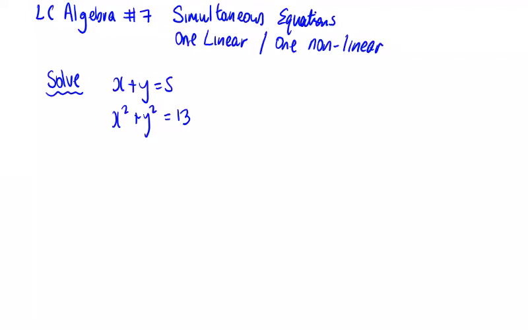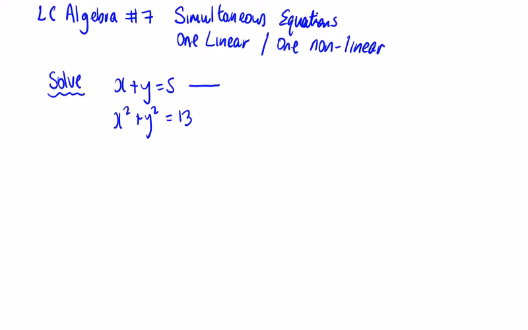In Algebra 7, we're going to look at simultaneous equations where one is linear, this one here, and one is non-linear. And if you've done the circle, you can see that this is the equation of a circle. So what we do in all of these questions is we let x equal something in terms of y. So in this case, it's going to be 5 minus y.